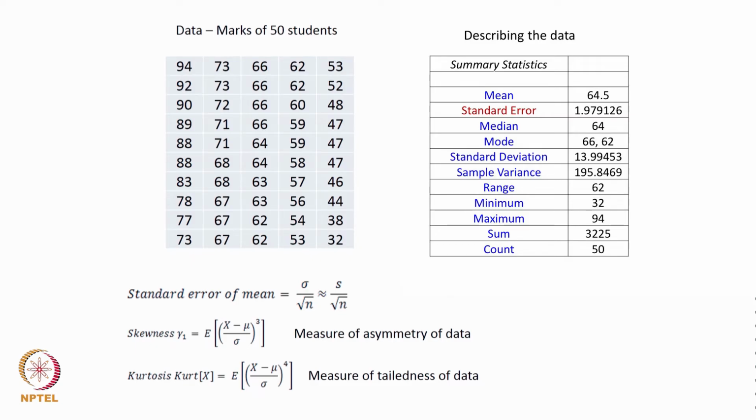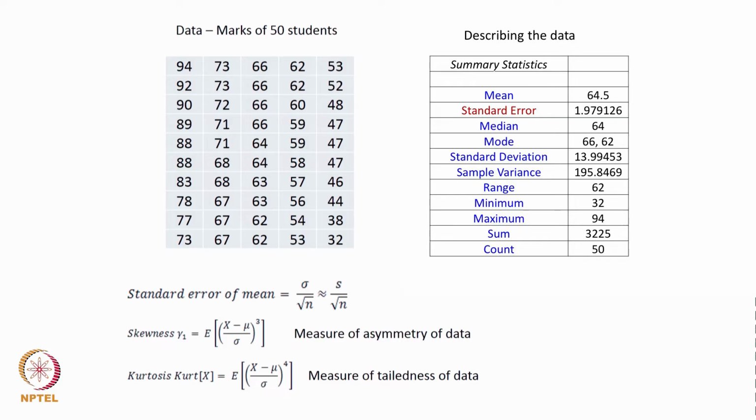Now, we know that sigma represents standard deviation, s also represents standard deviation, n is the number of observations. The difference between sigma and s is that sigma represents the standard deviation of the population, while s represents the standard deviation of the sample. We use lowercase s, and in this example these 50 students are seen as a sample, and therefore, s by root n gives the standard error 1.979. The median is 64, the mode is 66 and 62.